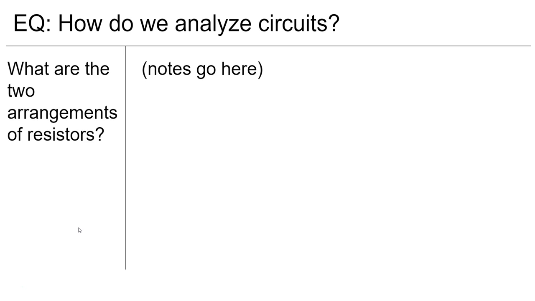So if you want to set up your notes like this, this is the first thing that we're going to be talking about. The main question is, how do we analyze circuits, especially the different kinds of circuits that there are? One question you can write down is, what are the two arrangements of resistors? Because there are going to be two different ones. And then the rest of your notes can come over here.